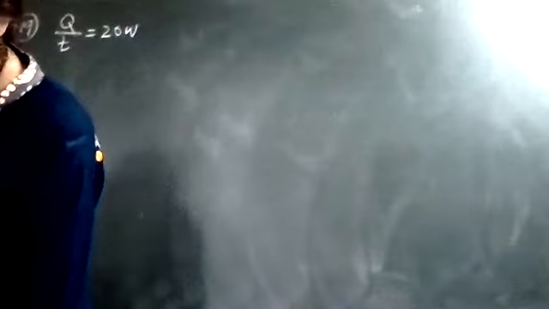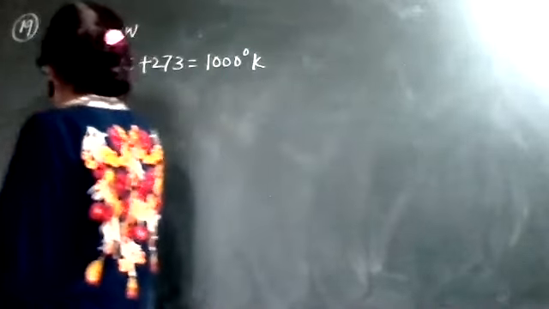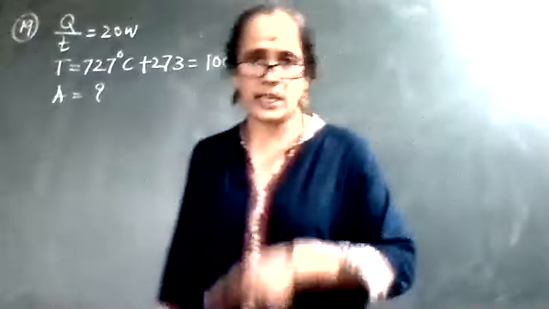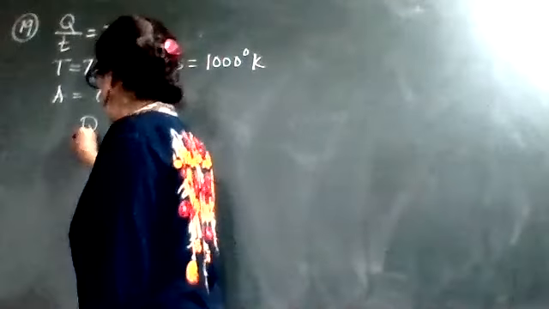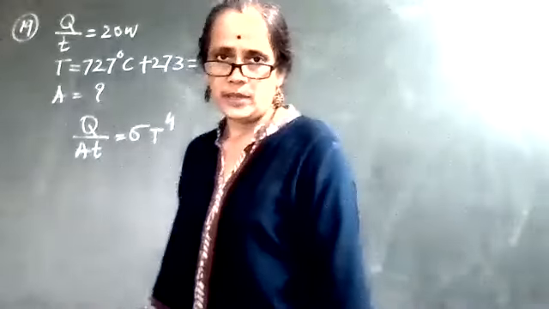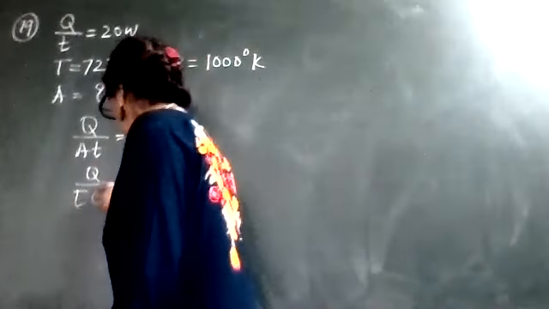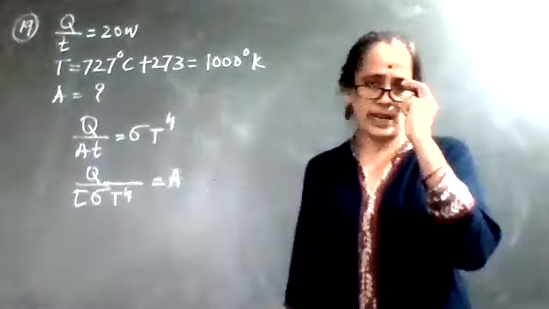At what temperature is it given? Temperature T is given as 727 degrees Celsius plus 273, which becomes 1000 Kelvin. And you have to find the area of that hole. And you have been given Stefan's constant. Which law are we going to use? Boltzmann's law. What is Boltzmann's law? Q upon A T is equal to sigma T raised to 4. Is it right? I want to calculate the area.